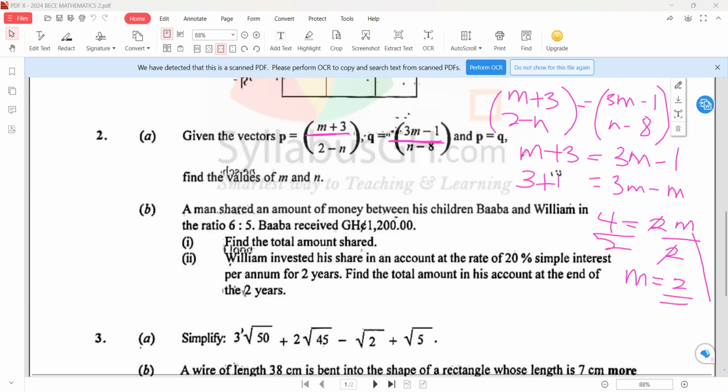And now you can find n by also equating the y components. 2 minus n should be equal to n minus 8. So 2 plus 8 is n plus n.